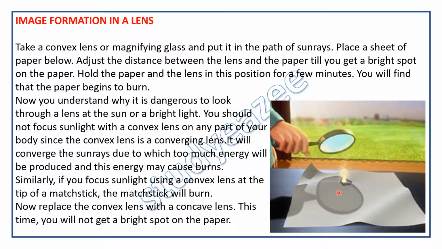Now you understand why it is dangerous to look through a lens at the sun or a bright light. You should not focus sunlight with a convex lens on any part of your body. Since the convex lens is a converging lens, it will converge the sun rays due to which too much energy will be produced and this energy may cause burns. Similarly, if you focus sunlight using a convex lens at the tip of a matchstick, the matchstick will burn.